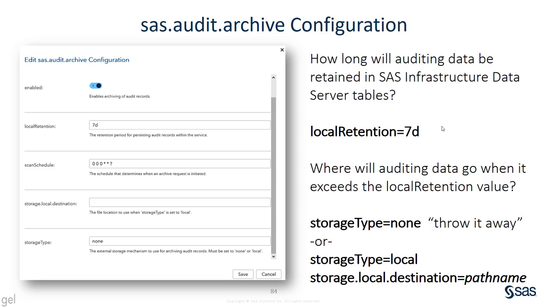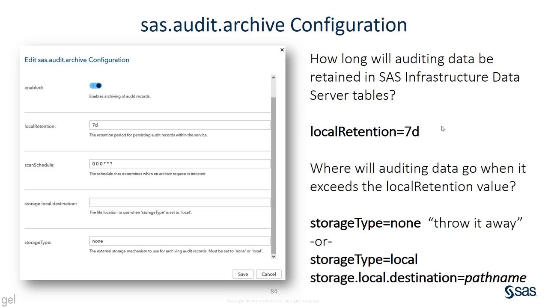Now what happens to the old records? By default, storage type is set to none, which says on the 8th day, when I have old records that I want to get rid of, I just get rid of them. They don't get saved anywhere. Now that's not going to work for every customer, obviously.